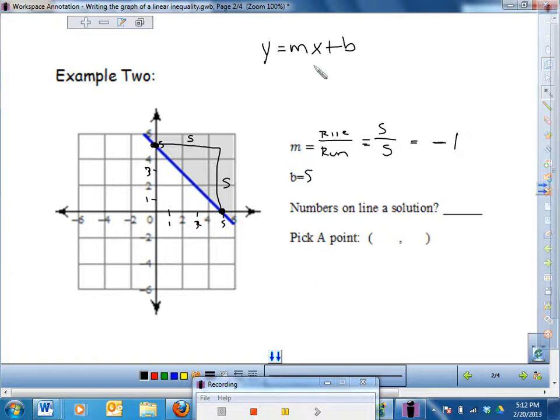So I know my equation needs to look like this, and I'm going to go ahead and write it out without putting an equal sign or an inequality. Y is some sort of inequality sign. My slope was negative 1, so negative 1x plus 5.